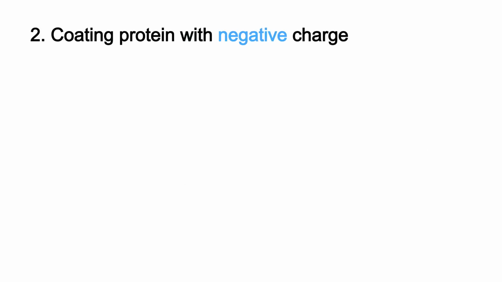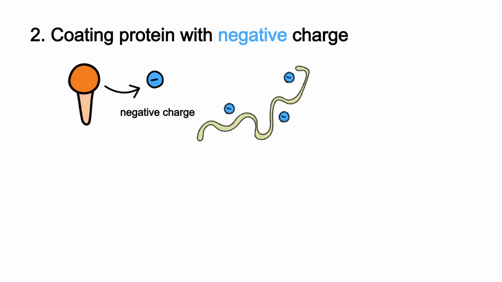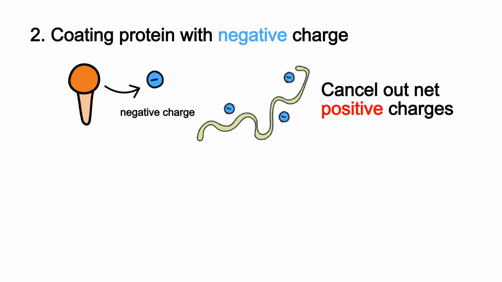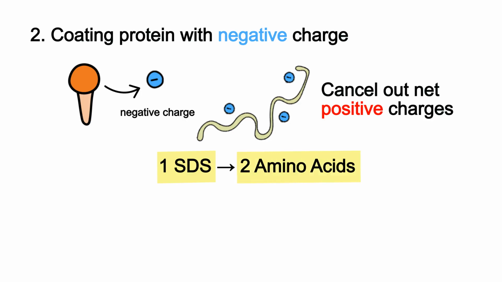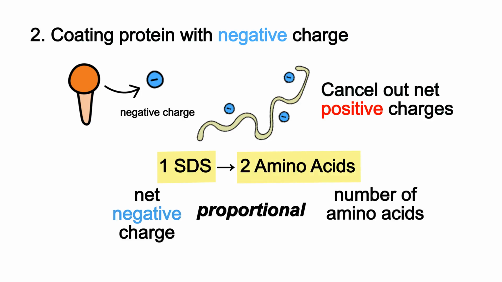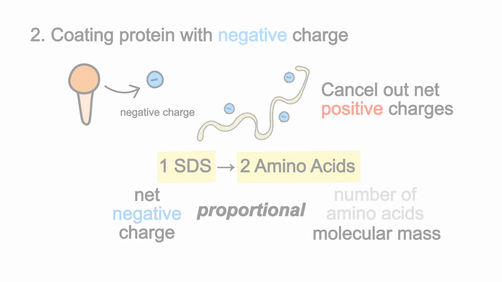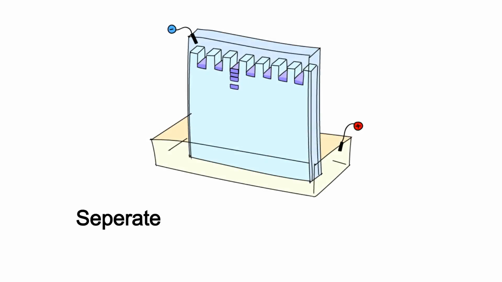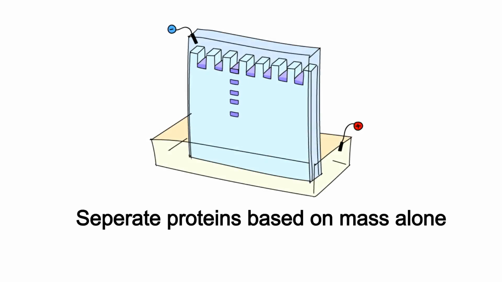Now let's take a look at the second action, which is that SDS coats the protein with a negative charge. Remember that each SDS molecule has a negative charge at its polar head. Thus, any protein coated with SDS gains a strong net negative charge, canceling out any net positive charges. Moreover, approximately one SDS molecule binds to every 2 amino acids in a protein. So the net negative charge will be proportional to the number of amino acids of the fragment, and thus its molecular mass. The result of all of this is that we can separate the different protein fragments based on their mass alone.